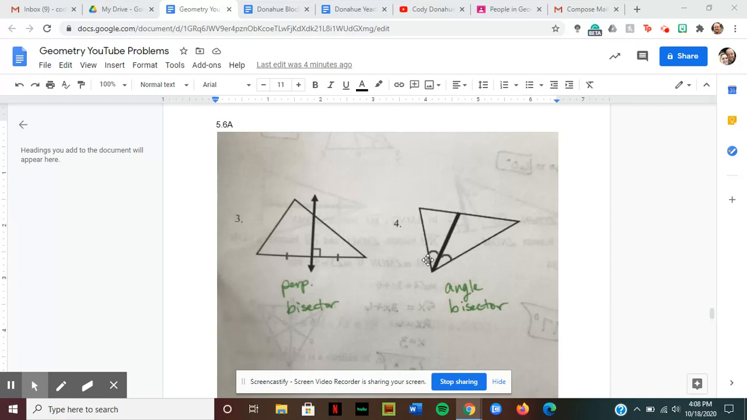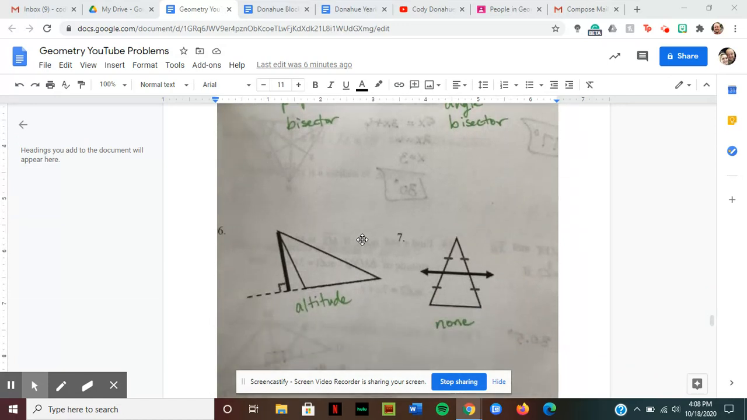Okay, number 4. Again, we're starting from the vertex this time. I don't see any right angles forming at all, so that's not telling me perpendicular. So I'm thinking it's probably not going to be a perpendicular bisector or an altitude. But what I do see is that this vertex is getting cut by this line, and the two angles right here have the same number of curves. So that tells me that these angles are going to be congruent to one another. Because of that, for number 4, the line in this triangle is an angle bisector because it creates two angles that are equal to one another.